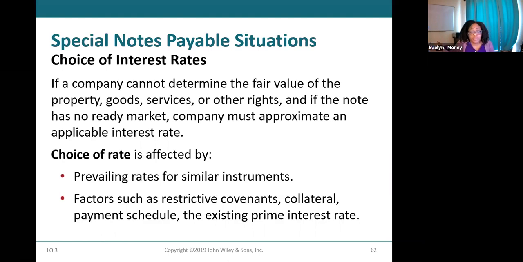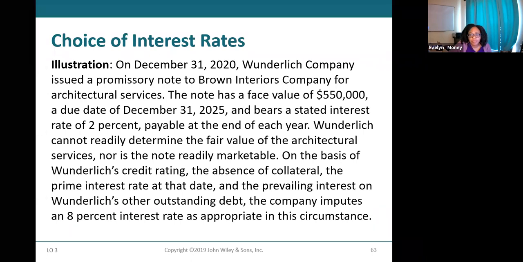How do we decide what interest rate to use, especially for a note where there is no readily available market that I can compare it to? Well, I can look at notes that are similar. So I can use the prevailing rates for instruments or notes that are similar to what I'm dealing with, or I may have to factor in other things to consider, like collateral, how long the debt is outstanding. You know, usually the longer the debt is outstanding, the more risky it is, so the interest rate tends to be higher. Or we can look at the prime rate and mark up from the existing prime rate, or any other restrictive agreements or arrangements or covenants within the loan agreement.